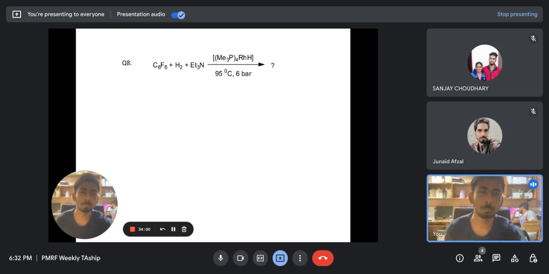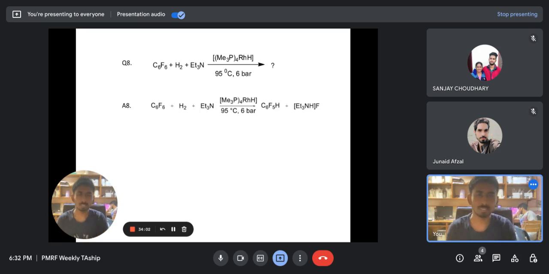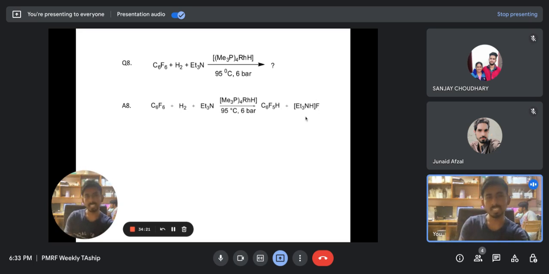And now what is the product? The product is activation of the CF bond of this hexafluorobenzene moiety. The product is this one, where one of the fluorine groups is not present, that is pentafluorobenzene. One of the fluorine atoms is substituted by a hydrogen atom, and the other byproduct is Et3NHF, that is a salt, triethylammonium fluoride salt.